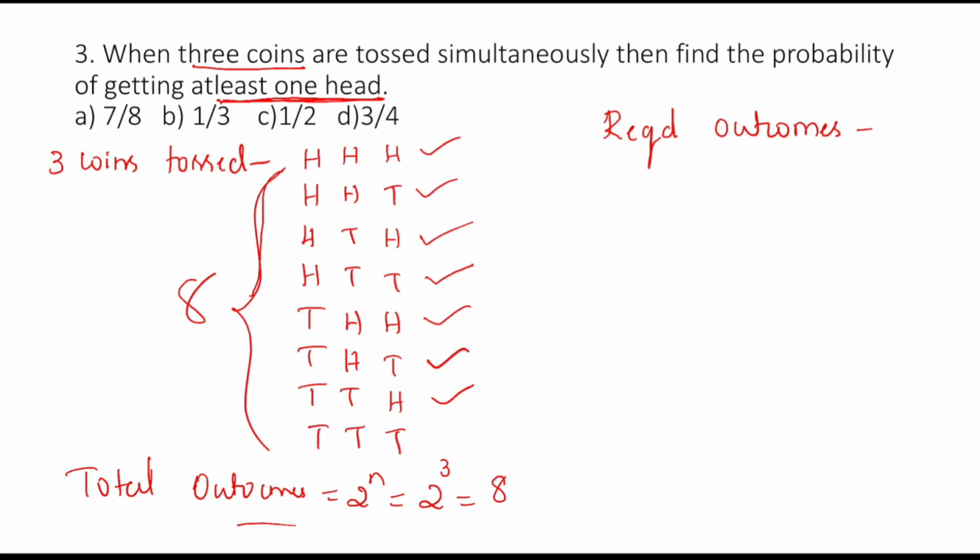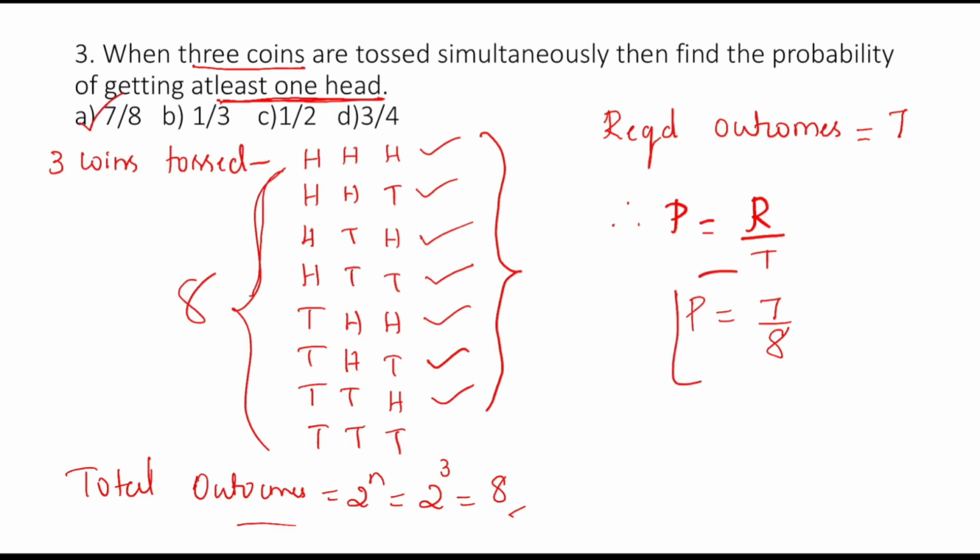So at least 1 head means these 7 conditions are satisfied. So therefore required outcomes is 7. Okay, so therefore probability is what? Required outcomes divided by total outcomes. So required outcomes is 7 divided by total outcomes 8. So probability is 7 by 8. Okay, option A is the answer.